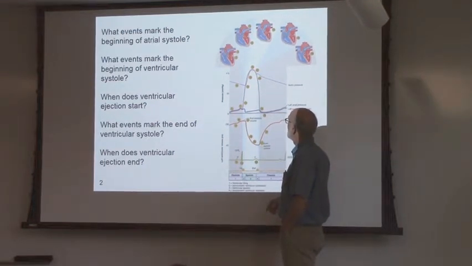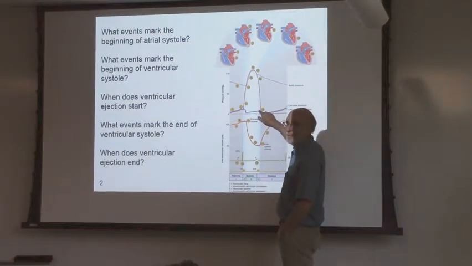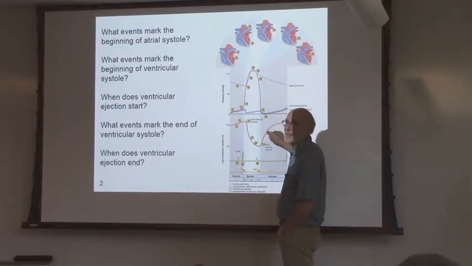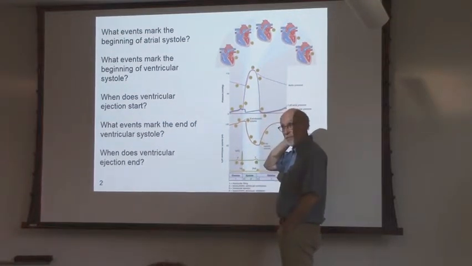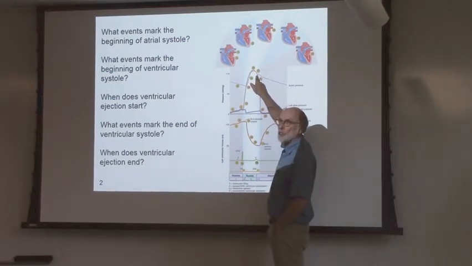So the end of systole would be when you are at end systolic volume or at end systolic pressure. Sort of, this point right here would be the end of systole, because this is now the beginning of diastole. Okay, those are good. When does ventricular ejection end? Aortic pressure overtakes ventricular pressure. Yeah, when ventricular pressure falls below aortic pressure, then ventricular ejection ends.